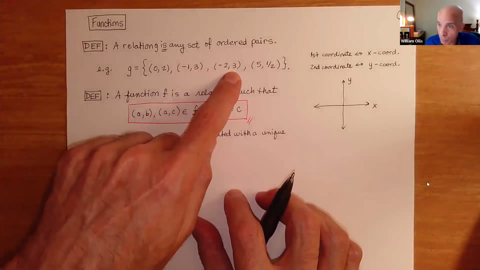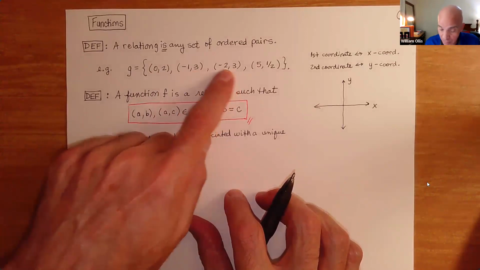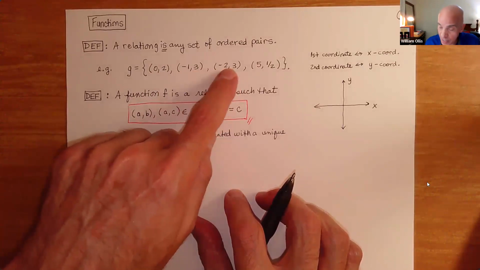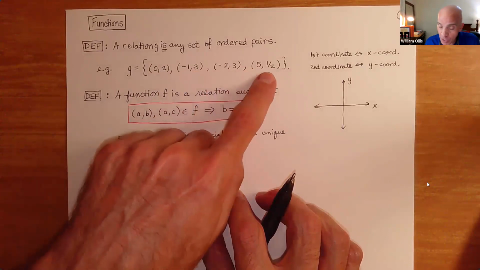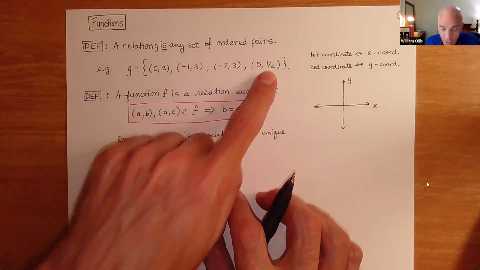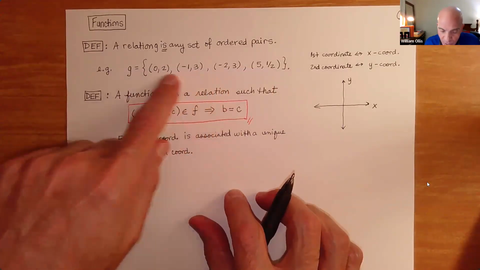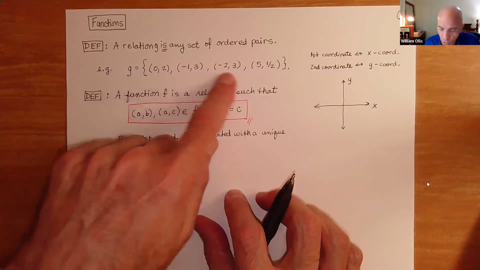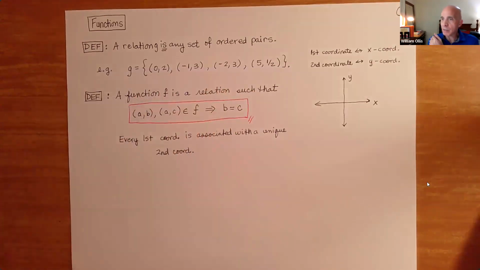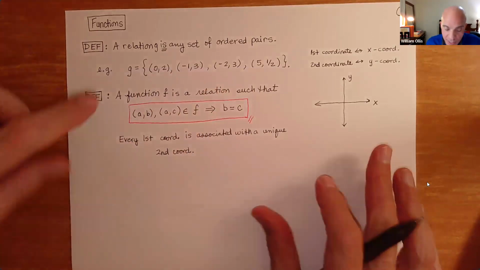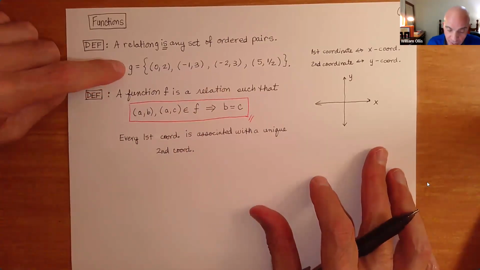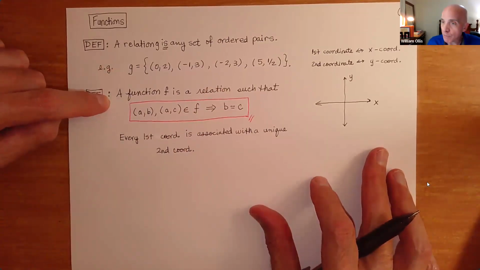-2 is associated with 3. That's good. A single input has a single output, and 5 is associated with 1/2. So what we're noticing here is we have not repeated the first coordinate of any element of G. So we see that G satisfies the definition of function.